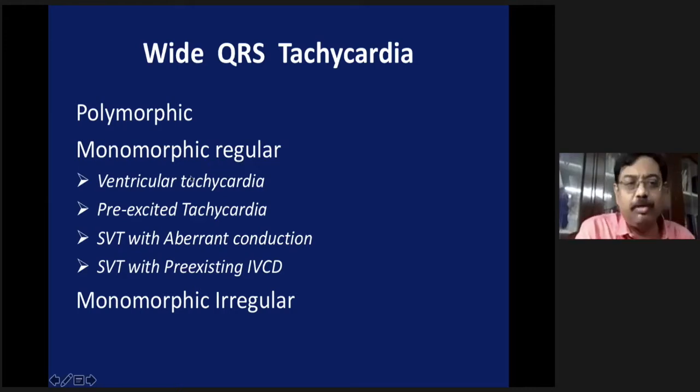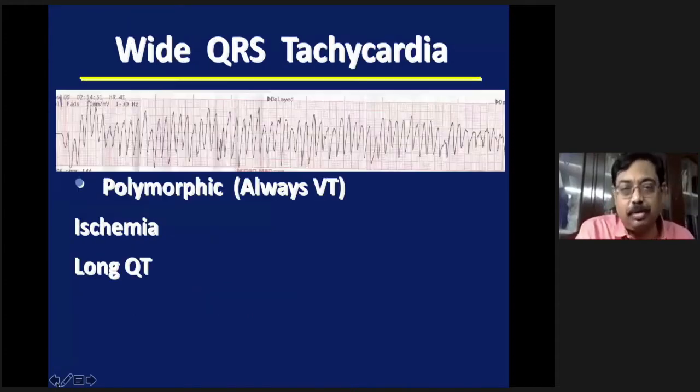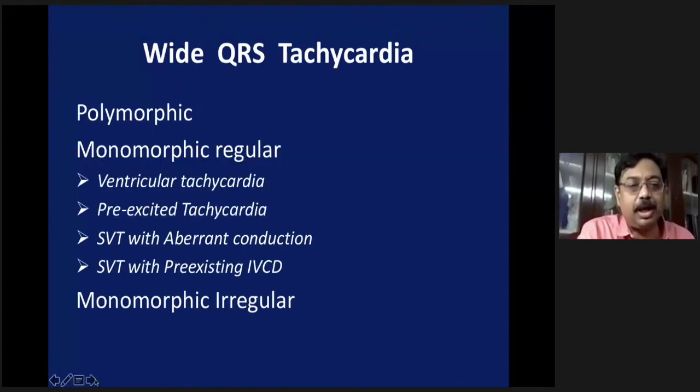You could have a ventricular tachycardia, or a WPW syndrome causing a pre-excited tachycardia, SVT with aberrancy, and SVT with pre-existing IVCD. These other things are not so important. What is important is to exclude a VT from a monomorphic regular tachycardia and then ask a specialized person. That is fairly good enough for a clinician. And the last one is a monomorphic irregular. We're going to talk about these two.